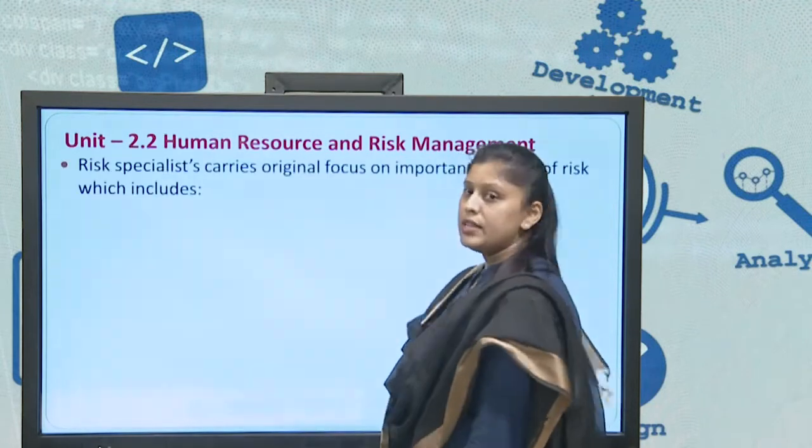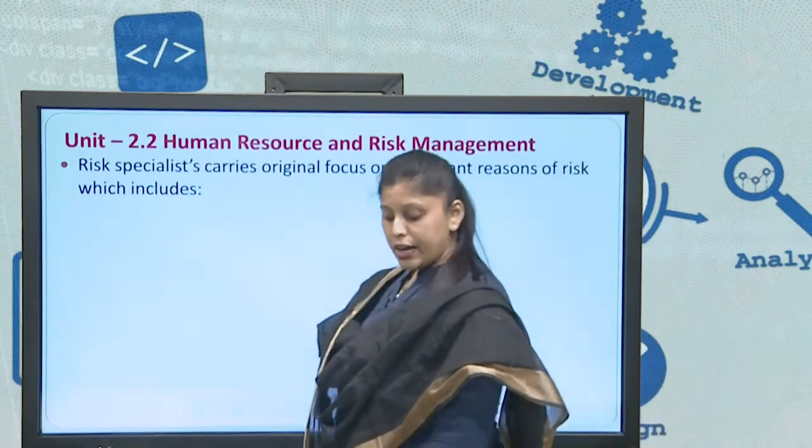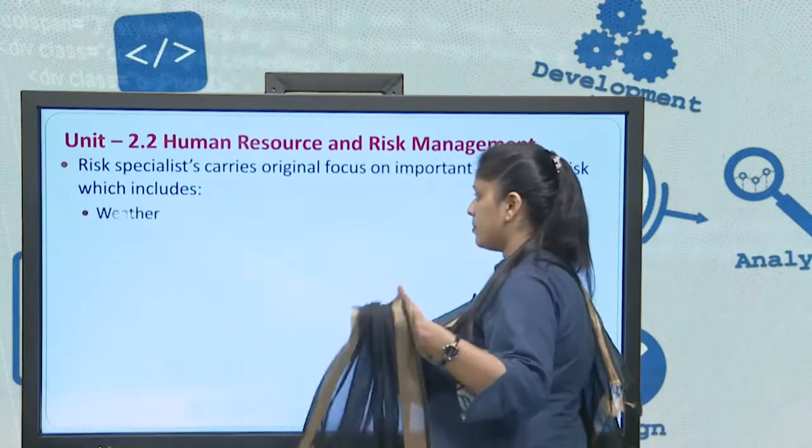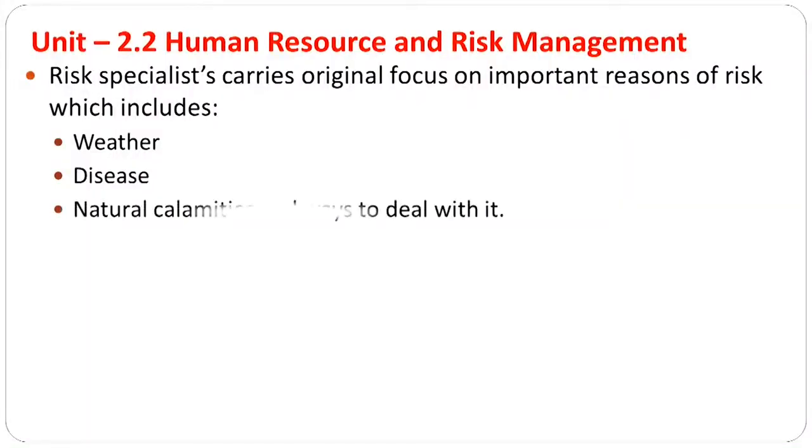It is found that a risk specialist carries original focus on important reasons of risk, and those reasons are weather, disease, natural calamities and ways to deal with it. So it says that there are going to be certain risks, and this risk always focuses more on certain parameters which include weather. Alright. So the weather wherever my company is located should actually be very good, and the risk associated with that weather should always be manageable.